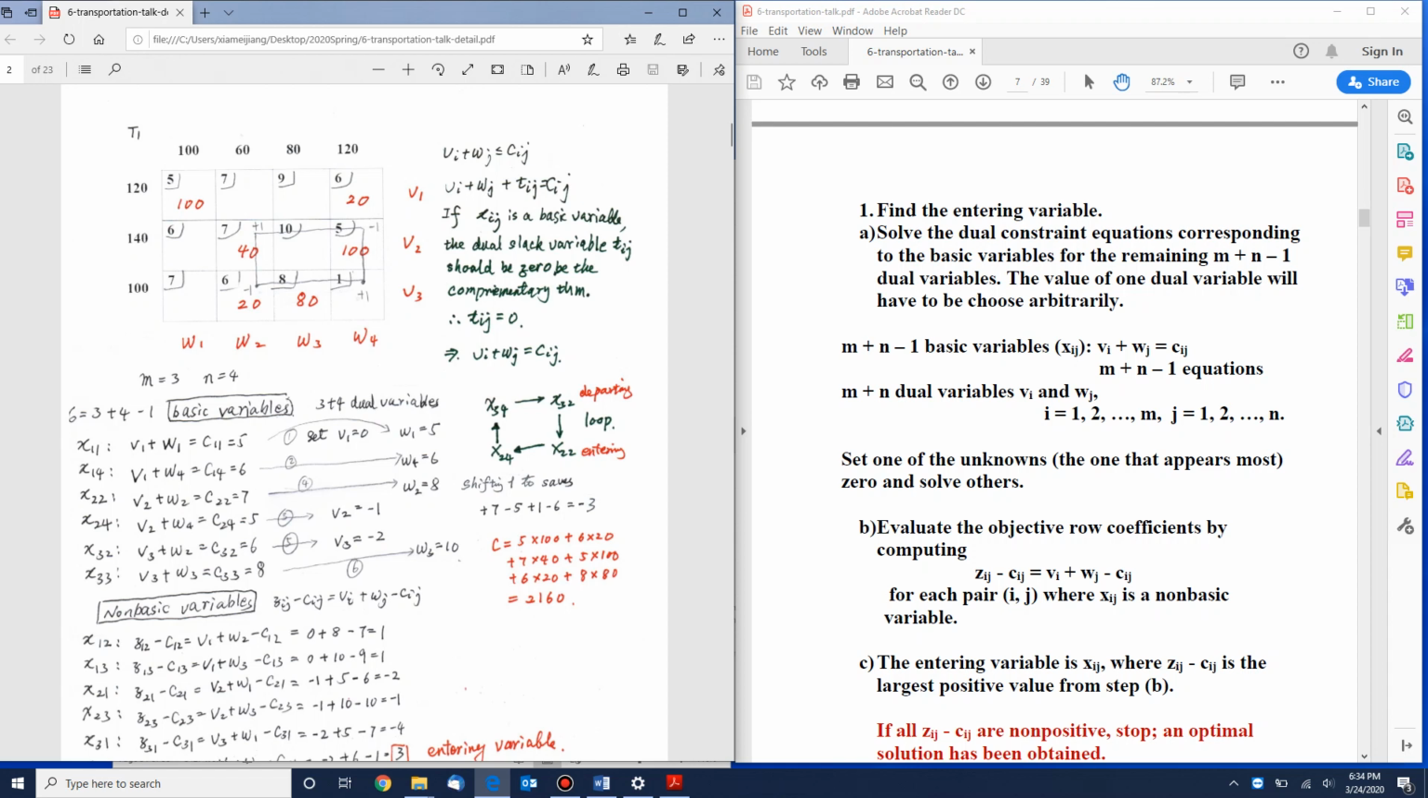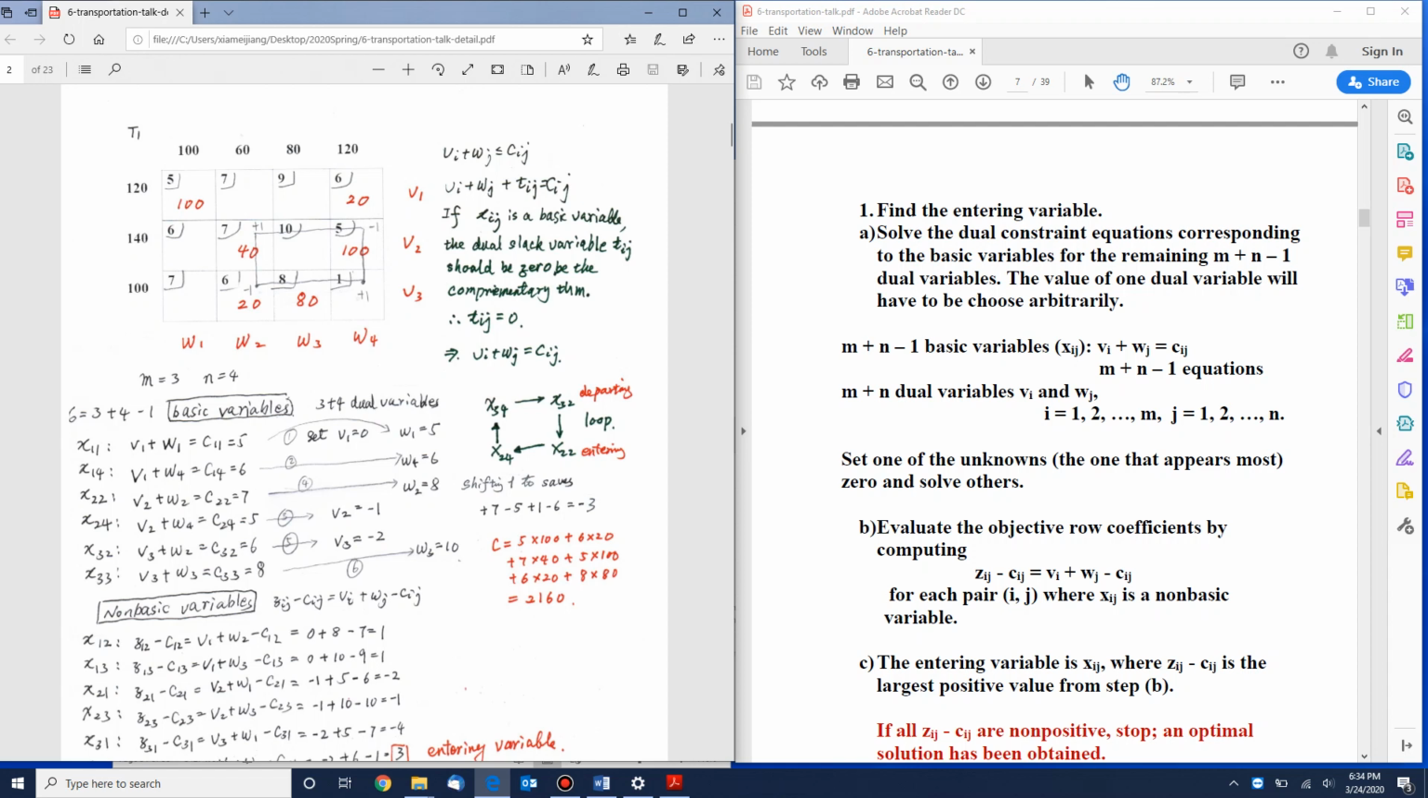So when I set V1 equals 0, the first equation gives that W1 equals 5. The second equation gives W4 equals 6. So when we know W4 equals 6, then you go to the fourth equation, V2 plus W4 equals C24 equals 5. So that leads to V2 equals minus 1.